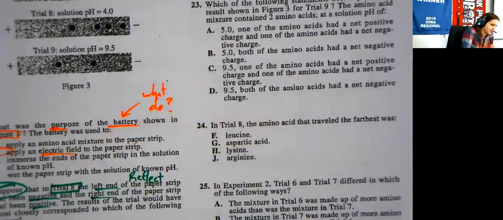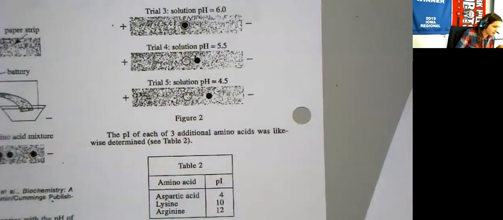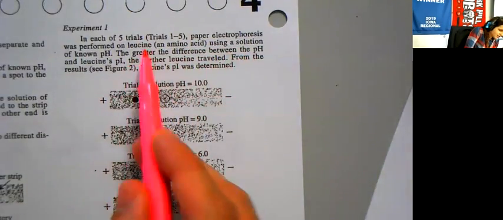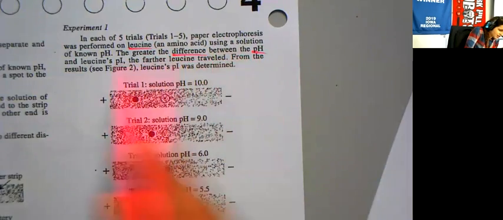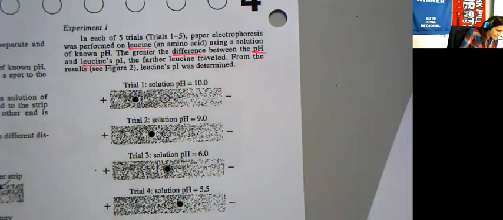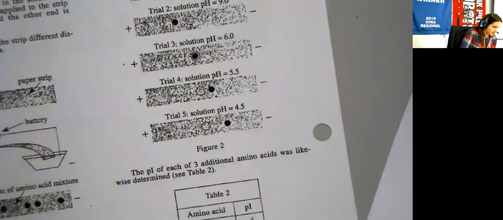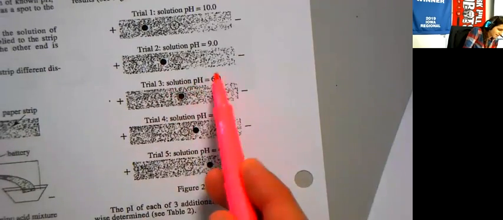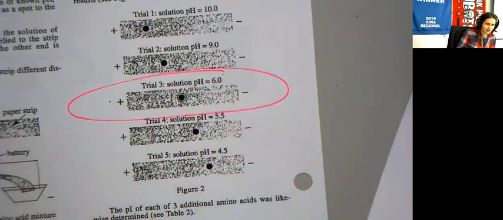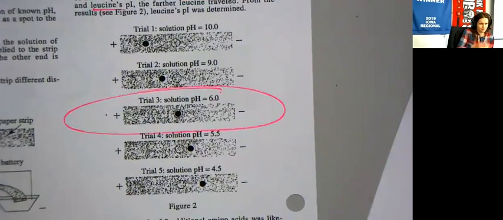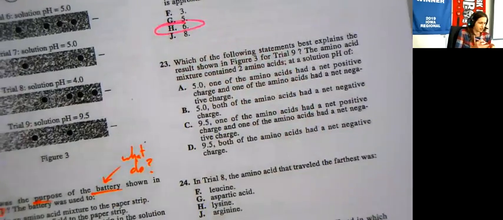Number 24, based on the results of experiment 1, the PI of leucine is approximately what? Okay, so I go back to experiment 1, and in each of the 5 trials we did some stuff on leucine. The greater the difference between the pH and leucine's PI, the farther it traveled. Oh, well, it started in the middle. So I'm just looking for the one that hits the target. Looks like it hits the target there. If you just said, which one looks right? Say 6. Great. pH 6.0, answer H.